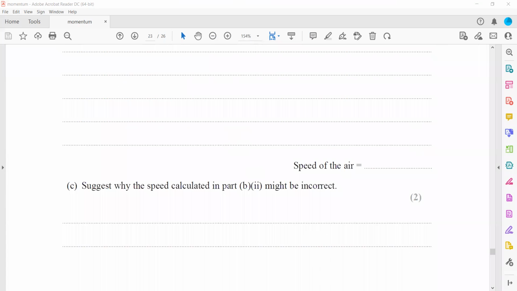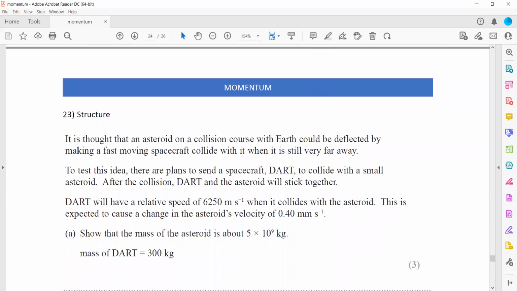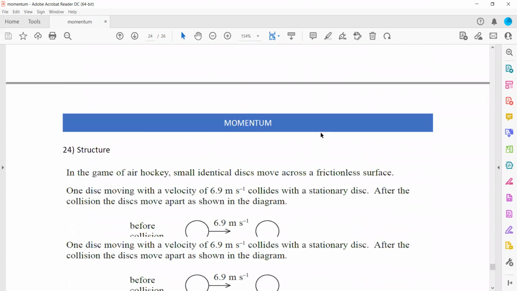Suggest why the speed calculated in V2 might be incorrect. What might be a reason? Because the hairdryer's temperature is changing continuously, so the density of the air changes. And another reason is that all the particles are not hitting at the same angle, which may also affect the speed of the air particles.